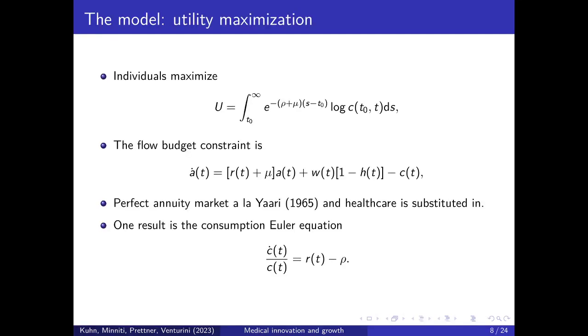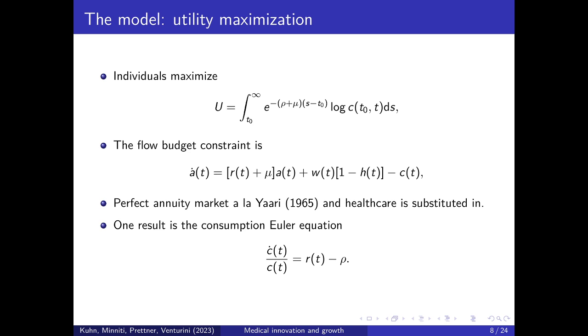Now let's come to the individual maximization problem. Individuals maximize their utility, which is given by consumption over the life cycle according to a concave function. So consumption increases utility, but with decreasing returns. For simplicity, we assume a logarithmic function here. And the future is discounted with the discount rate rho and with the rate of mortality, because if an individual faces a risk of death, then this individual is less likely to postpone consumption into the future as compared to an individual who does not face the risk of death, of course.